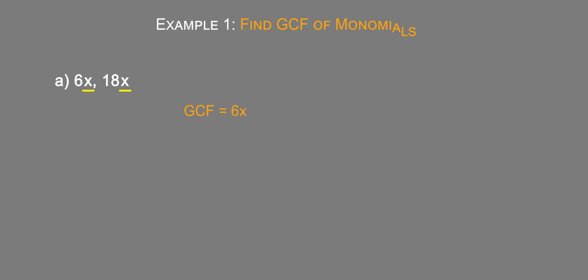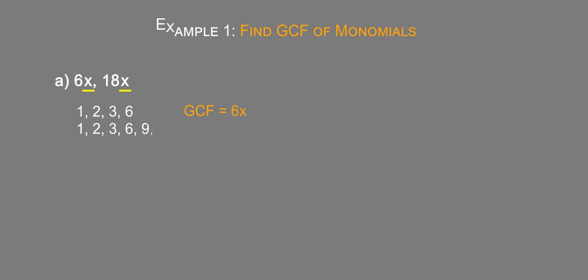And if we don't remember that, we can write out the factors, 1 and 6, 2 and 3. So that gives us the factors of 6. And then with 18, we have 1 and 18, 2 and 9, 3 and 6. And we can see that the greatest common factor there is 6.